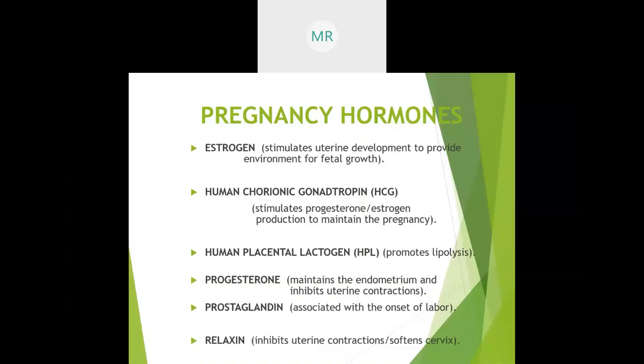The next famous pregnancy hormone is progesterone. Progesterone is associated with maintaining the endometrium and inhibiting contractions. It prevents abortion or miscarriage. You will see those names used together, abortions, miscarriages. It also aids in the preparation for lactation. So progesterone does maintain the endometrium and does inhibit uterine contractions.